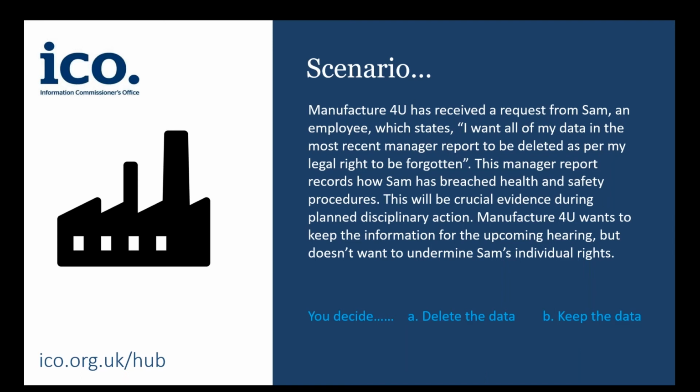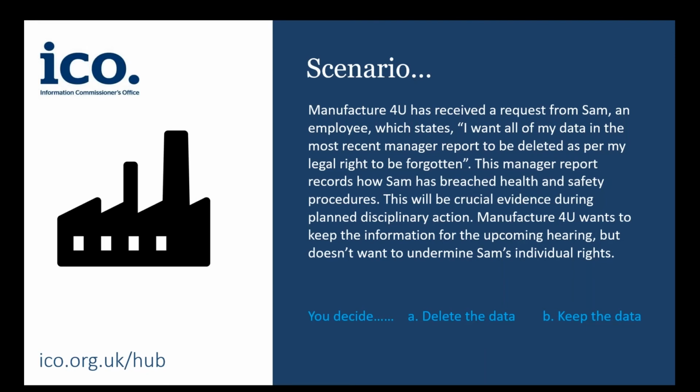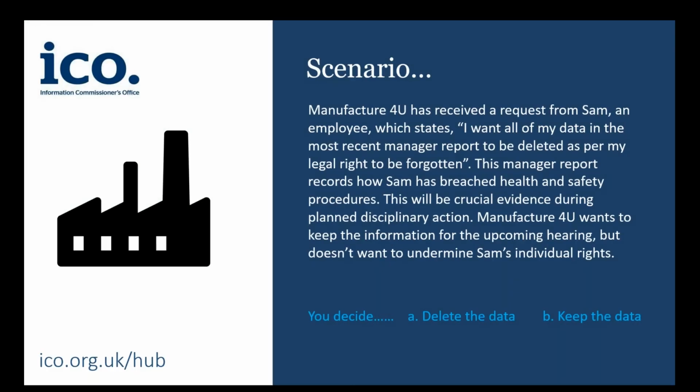But it's important to note with this that the right to erasure, often referred to as the right to be forgotten, is not an absolute right. So in this example, the correct answer would be B, keep the data, as it is reasonable for Manufacture for You to retain the data relating to Sam's breach in health and safety.